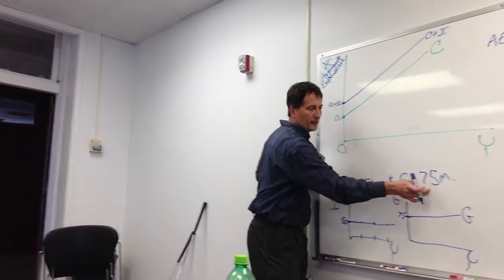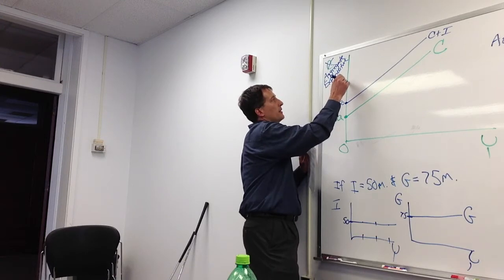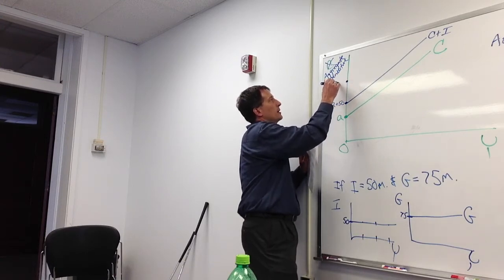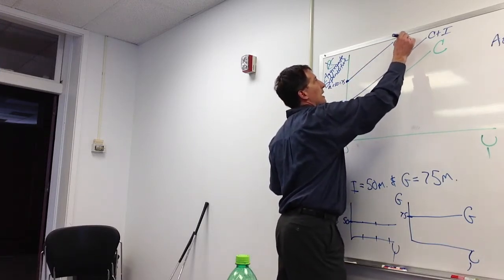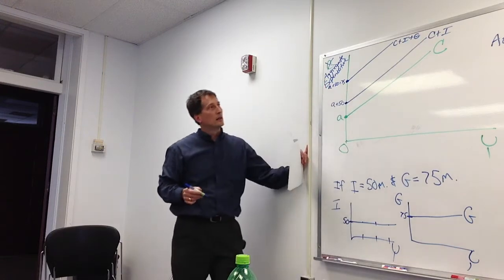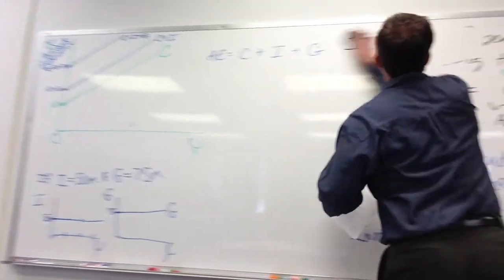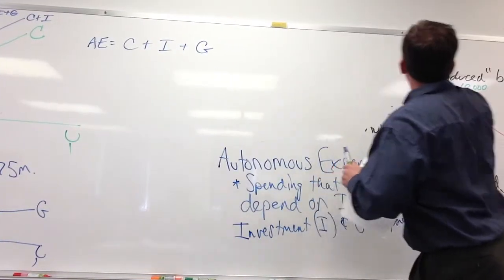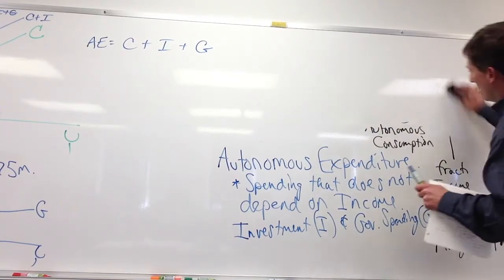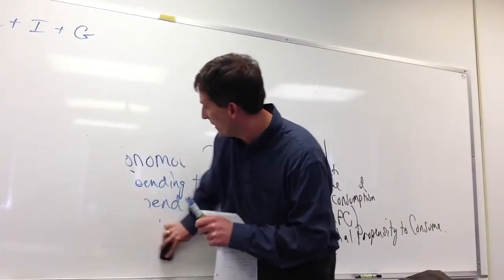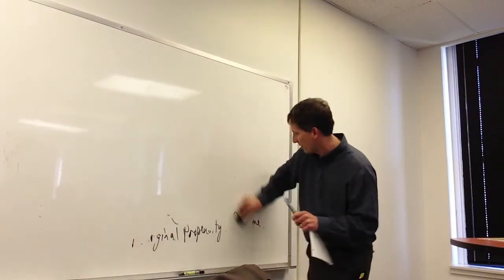And now, hopefully, you're starting to get the feel. If I now add government spending on in the same fashion, we've got 75. A plus 50 plus 75 gives me a new intercept. And now I've got C plus I plus G. Okay, so we're starting to separate how people spend money and what production is of output in the economy.